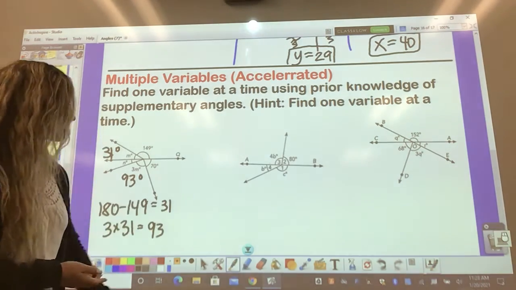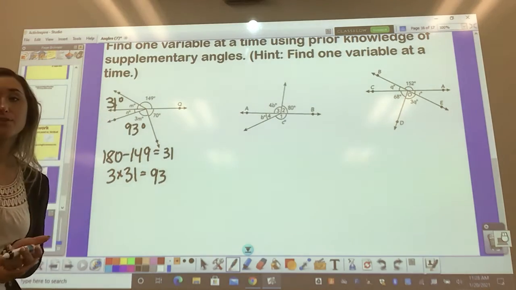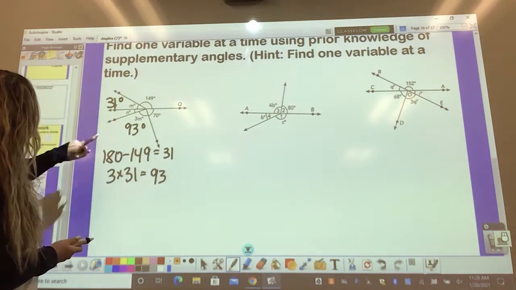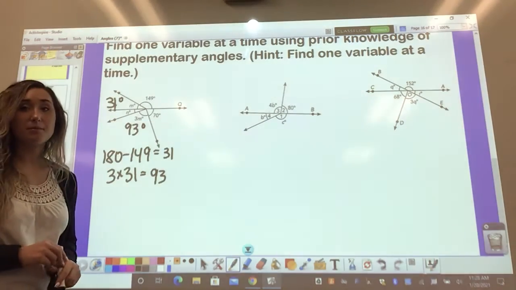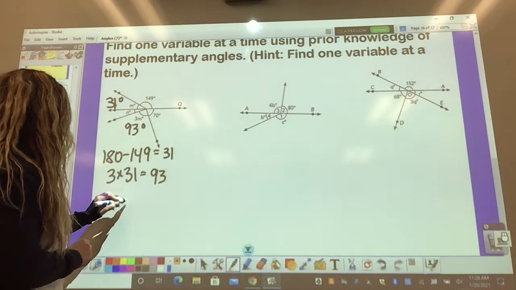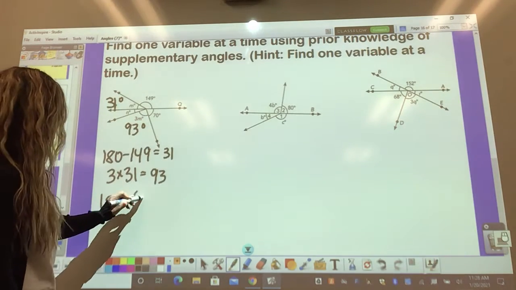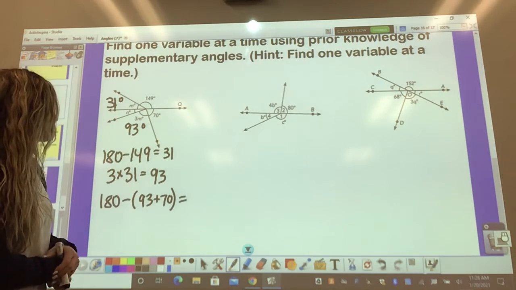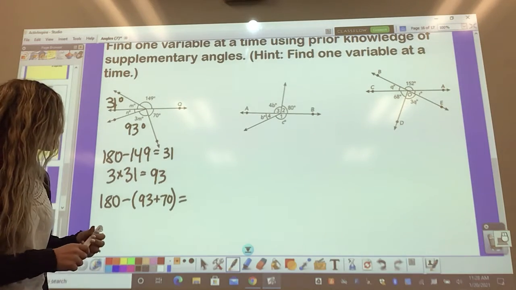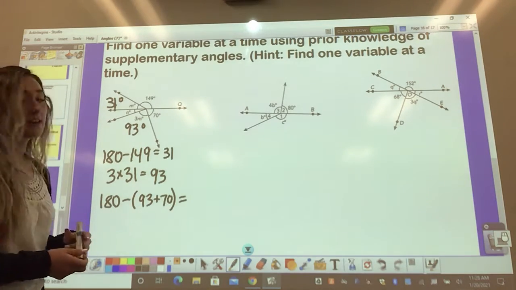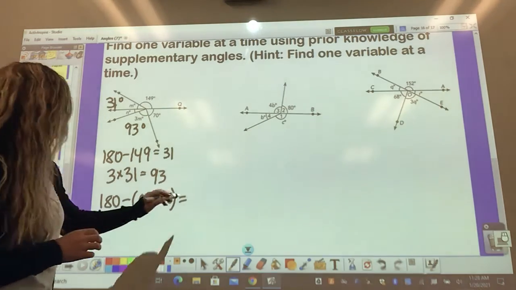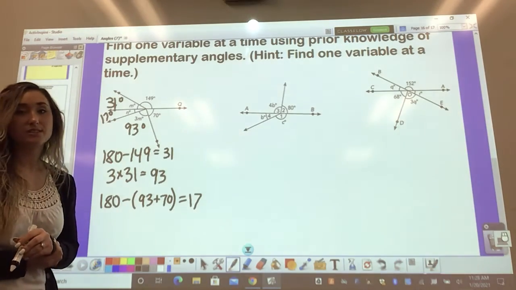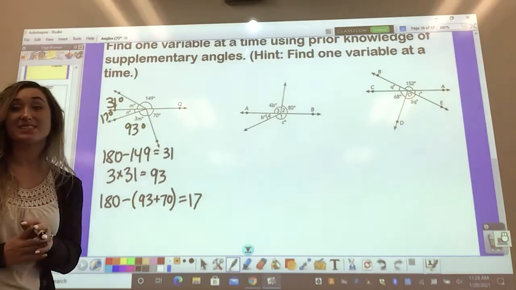So then the last thing that I need to figure out is the value for the letter n. And again, if you just kind of block all of this out up here, all three of these are supplementary. So if I take 180 minus these two, minus 93 plus 70, then that will leave me with angle N. 93 plus 70 is 163, and 180 minus 163 is 17. So angle N is 17 degrees. So that's kind of how you would find all of the missing pieces there.